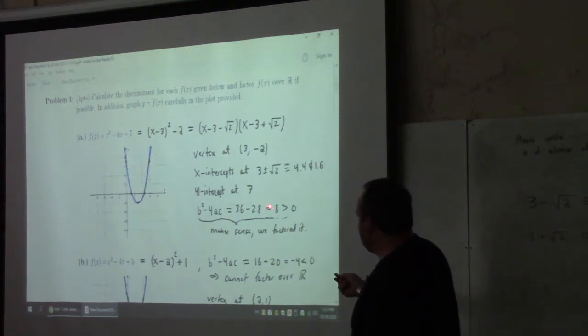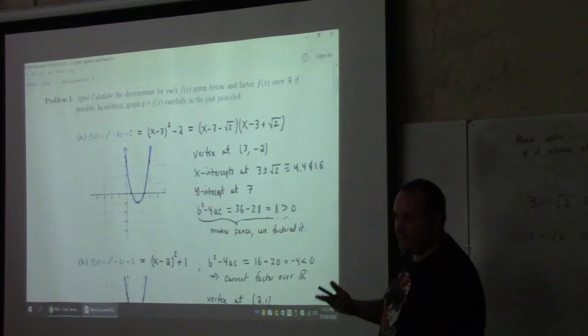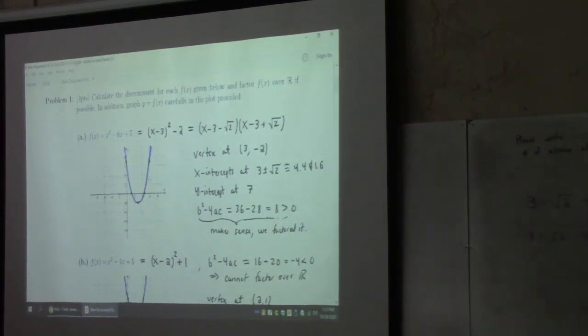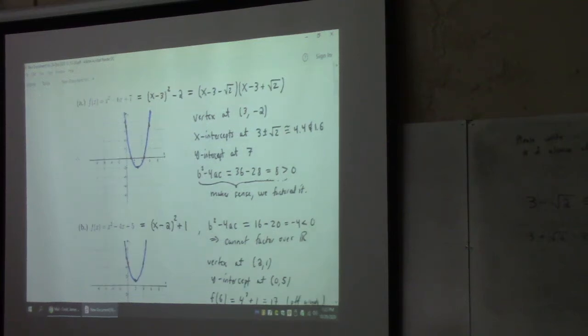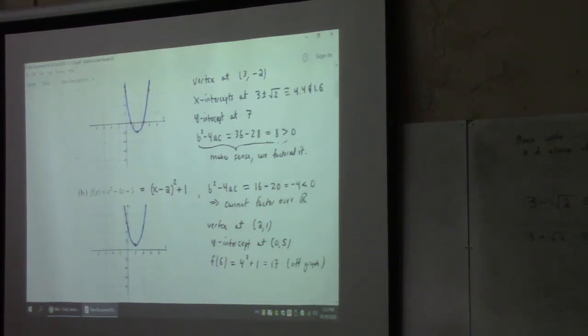The discriminant here worked out to 8, which is positive, which makes sense because we were able to factor it, right? When the discriminant's positive, that indicates that the quadratic can be factored, and also that there's two x-intercepts, right? 2 solutions to the quadratic equation equal to 0.